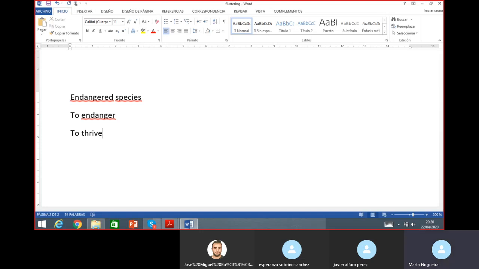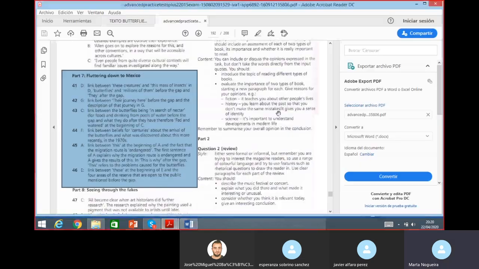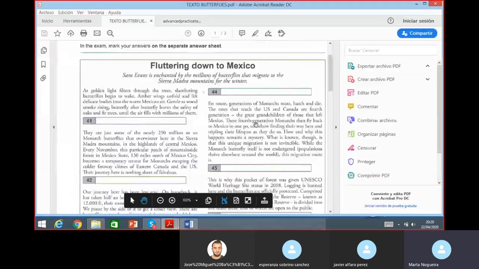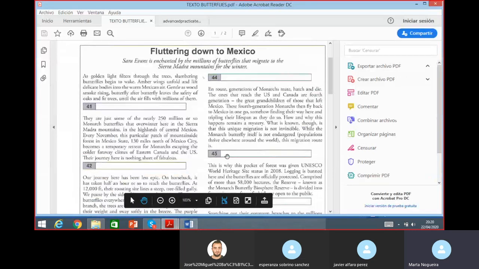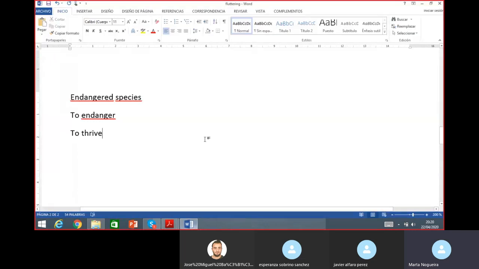Let me see. I don't understand the last sentence because it finished like that. This migration route is, well, I suppose this matches with this. What else? To thrive. Hemos dicho prosperar.